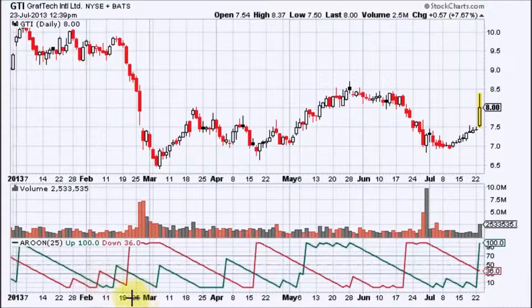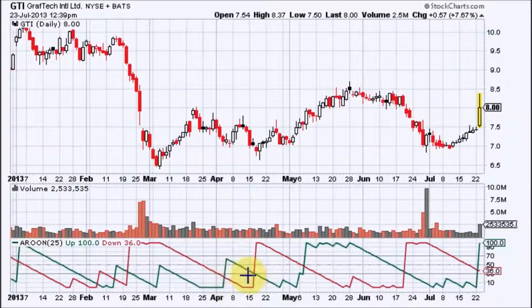Then it crossed back down, but this one was an even more powerful signal because it easily cleared the 50 area and went straight to the top. That showed that the trend was very strongly down, which is correct. Now another period of consolidation. This time the bears are losing because Aroon Up crosses up through Aroon Down.